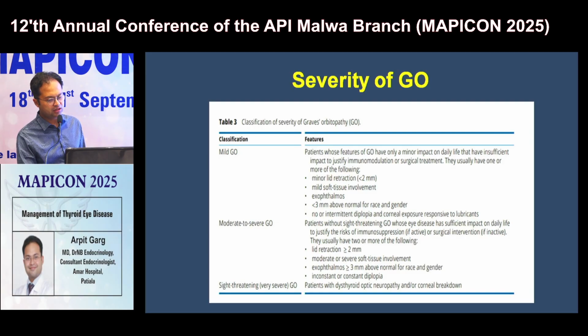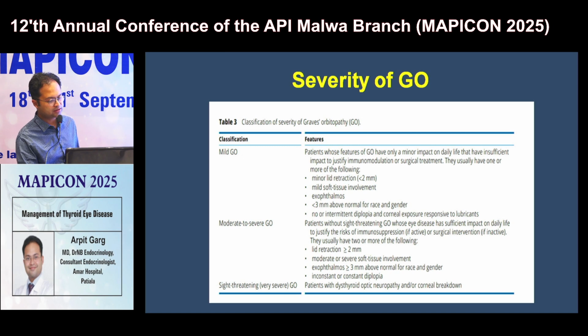In mild disease, the patient often complains of only symptoms, and signs in the form of minor lid retraction less than 2 mm, mild soft tissue involvement, exophthalmos less than 3 mm above the normal for race and gender, or no or intermittent diplopia. It is classified as mild disease if any of these signs is there. In moderate to severe disease, patients are not having any sight threatening Graves' orbitopathy, but 2 or more of the features are there, like lid retraction more than 2 mm, moderate or severe soft tissue involvement, exophthalmos more than 3 mm, and inconstant or constant diplopia.